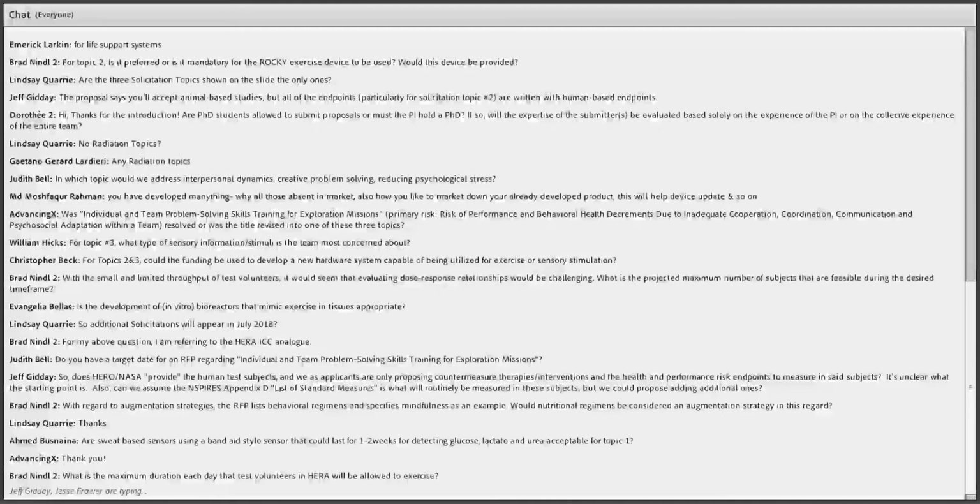What is the maximum duration each day that test volunteers in HERA will be allowed to exercise? We're scheduled for 1 hour per day of exercise, so I can't imagine we would go more than 2 hours a day. It would depend on the justification for how long was needed in order to demonstrate, and because we know that exercising too long can have detrimental effects as well, it would start to counter the effects of the resiliency. But knowing your background, you would propose something that would be consistent with what's known in the literature.